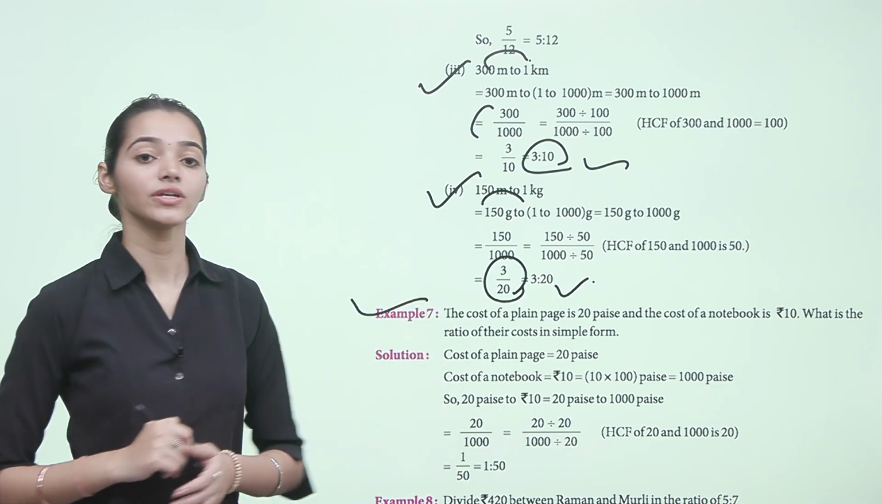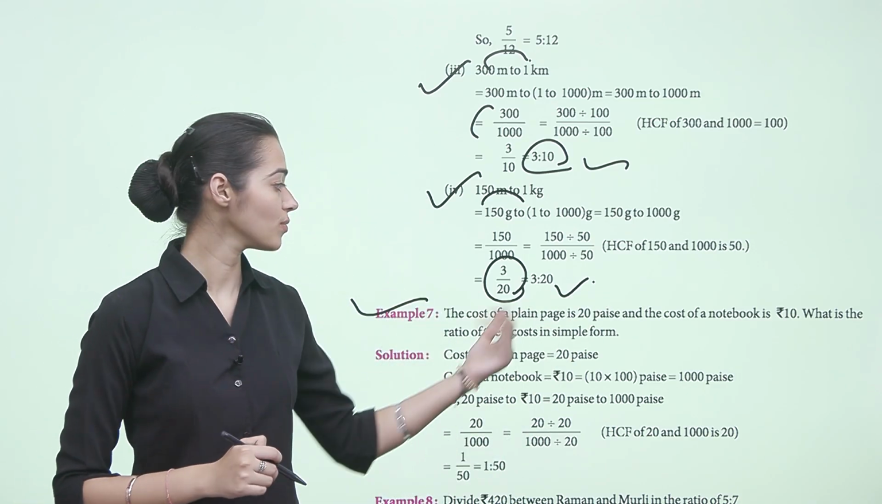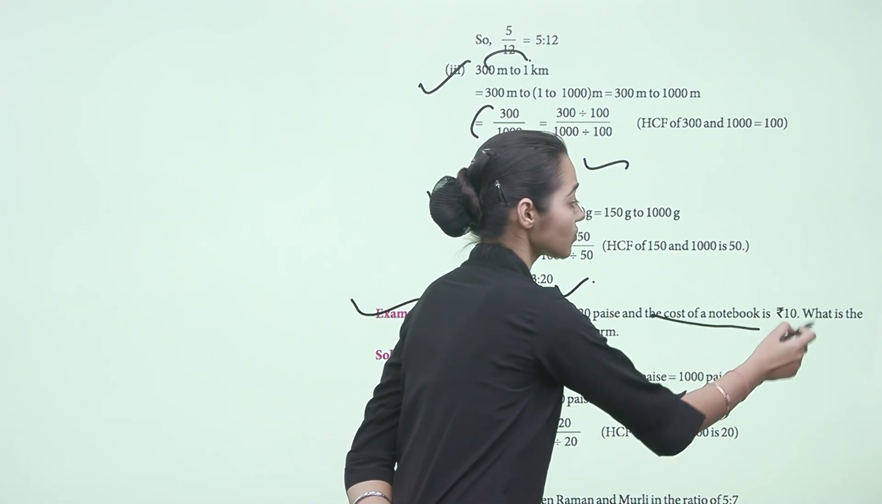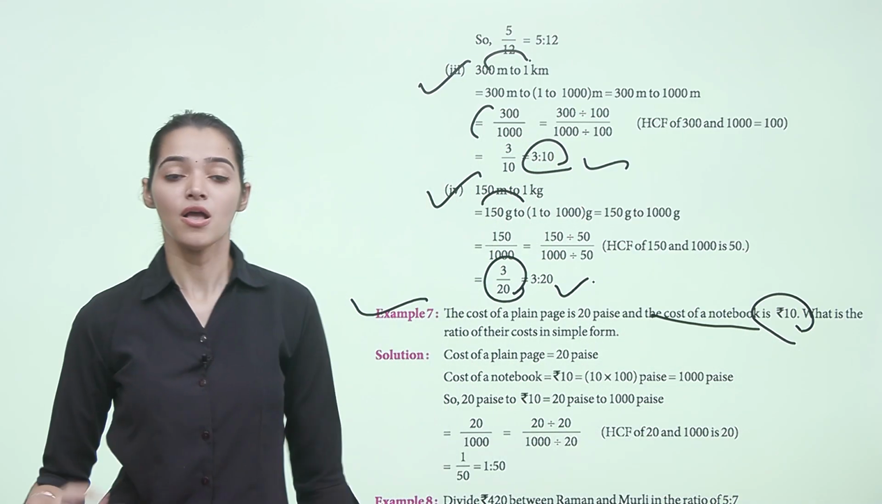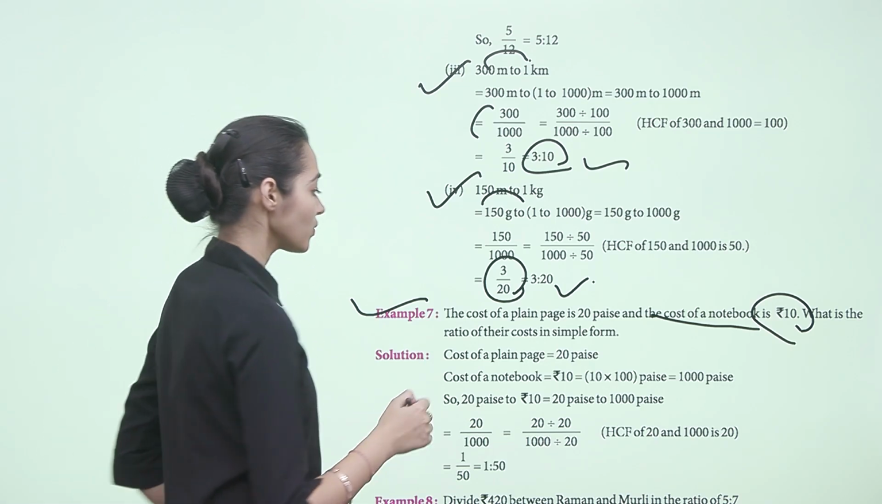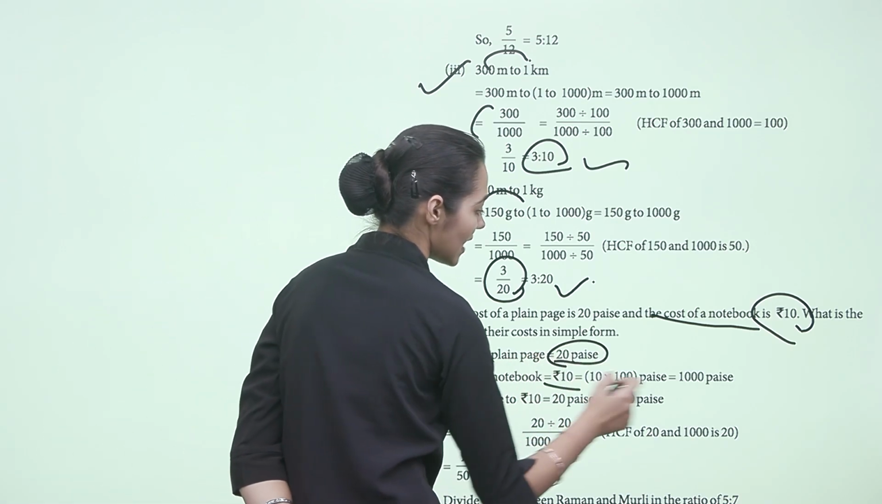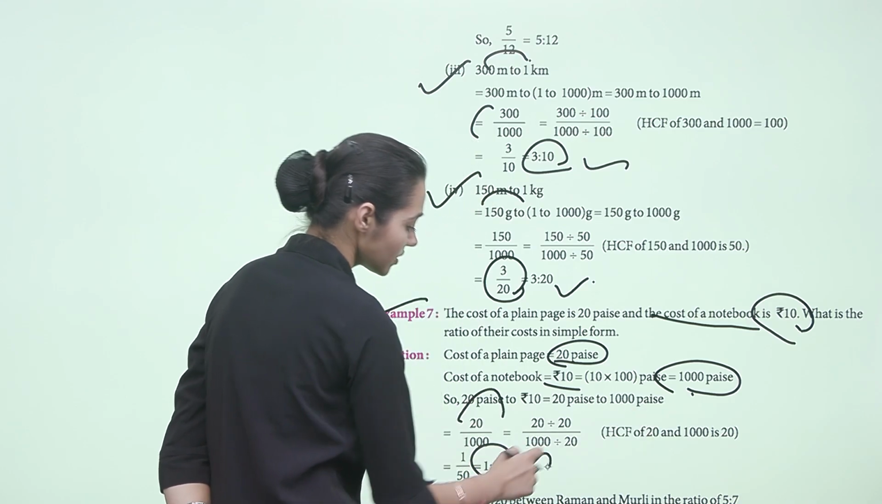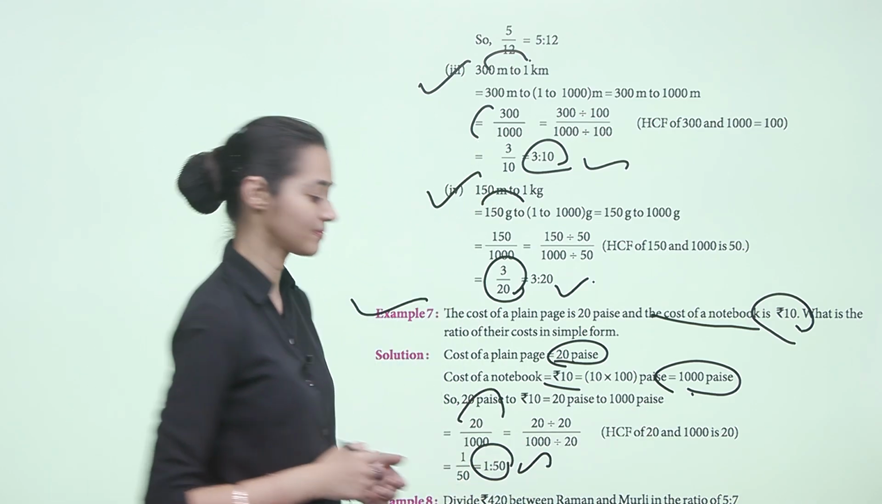In example number 7, here we have to find the cost of a plain page, that is 20 paise, and the cost of a notebook is 10 rupees. We have to find the ratio of their cost in simplest form. So here the cost of the page is 20 paise and the notebook is 1000 paise. So 20/1000 is equal to 1:50.